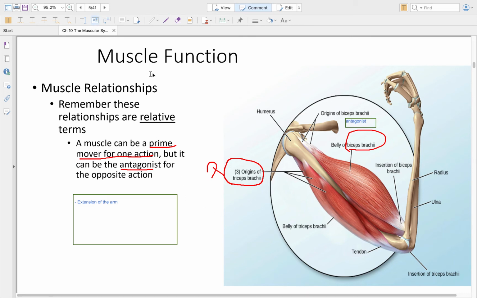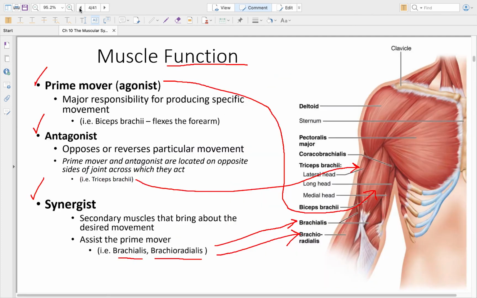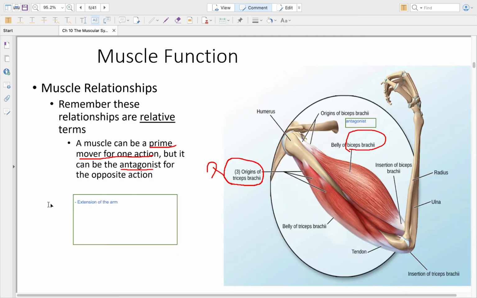and then the synergistic muscles that help bicep brachii, brachialis and brachioradialis, are not synergistic muscles here, but the tricep brachii does also have a synergistic muscle.